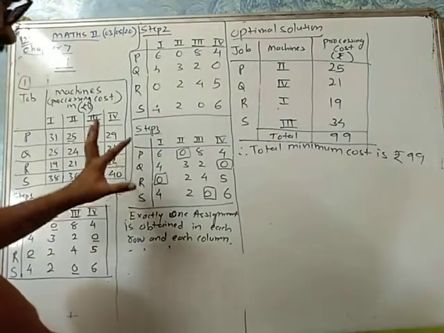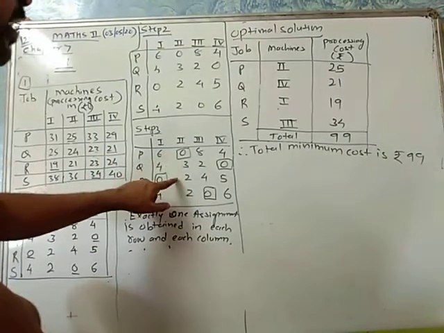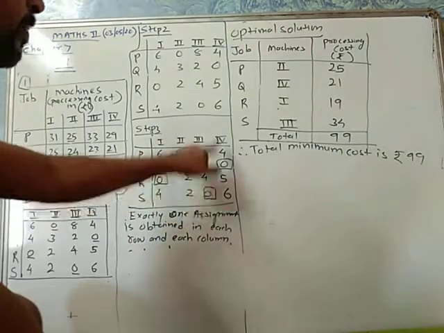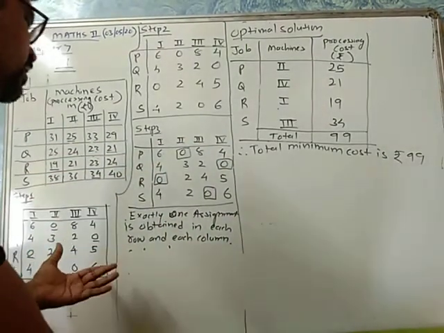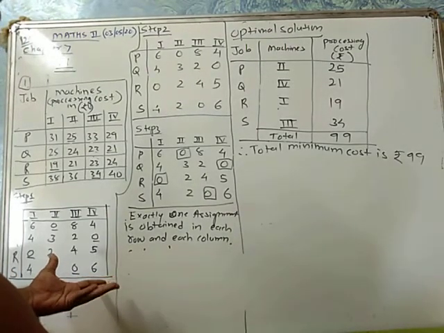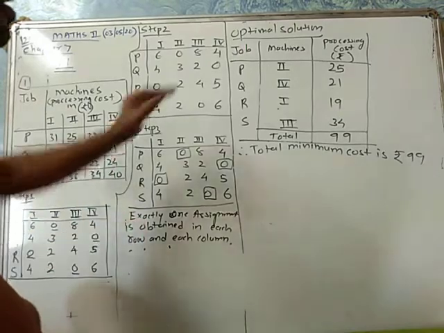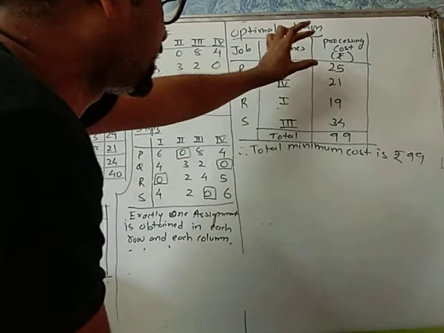Now, if you observe, there is exactly one assignment in every row and column. In every column and in every row, exactly one assignment is obtained. So our sum is solved and optimal solution is received. Now we will write the optimal solution. We will write job, machines and processing cost.